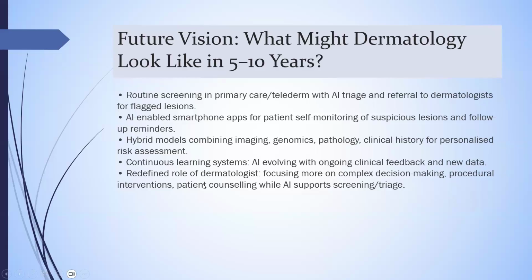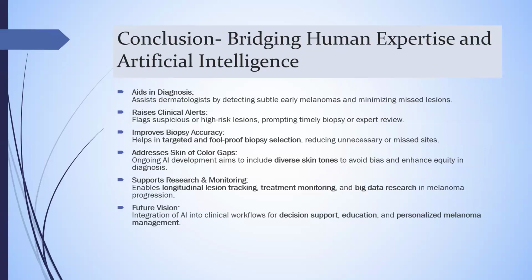And there is a refined role of dermatologists, and we can focus more on complex decision making, intervention, surgical intervention, patient counseling, while AI just supports in this triage process. So conclusion, bridging human expertise and AI, that's the need of the hour. So this, as I told you, I have repeated n number of times, to raise red flags, this is important. To improve the biopsy accuracy, the site of biopsy, the timing of biopsy, AI is important. And to address this gap in whites and skin of color, it is important.